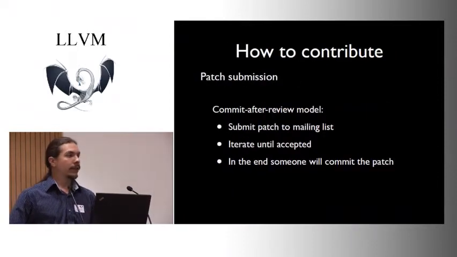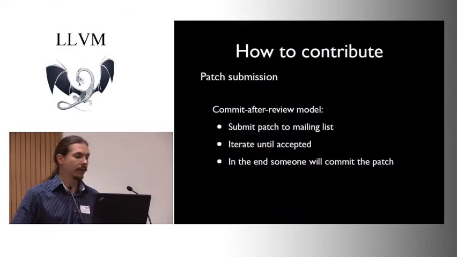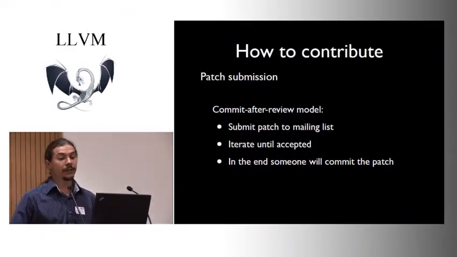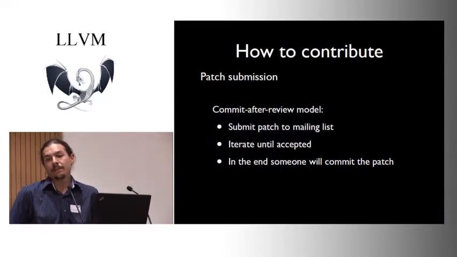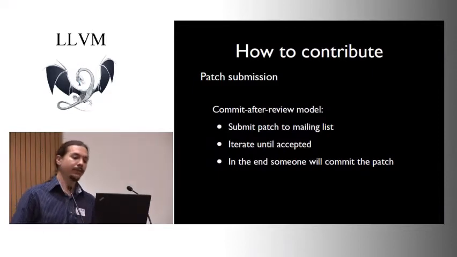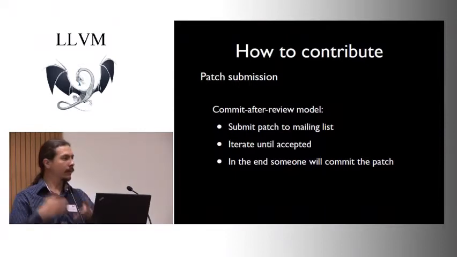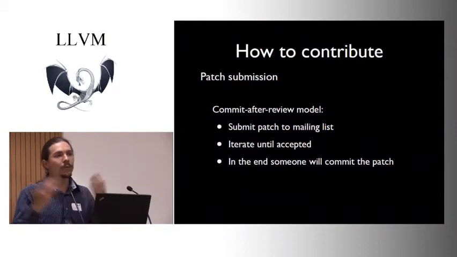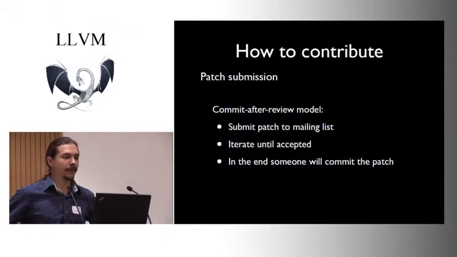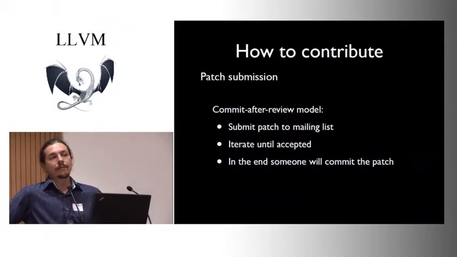For contribution, there are two different models. The first model is the so-called commit after review model. It's quite a standard one. You just submit the patch to the mailing list and wait until it's reviewed, and then iterate, fixing all the objections or comments, and wait until no one has any comments on your patch, and basically fix everything until it is committed.